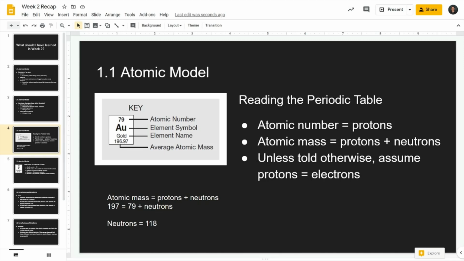Unless we're told otherwise, if I'm reading it from the periodic table, the number of protons and electrons are going to be the same. All our atoms are going to be neutral unless it's specified otherwise. And we'll talk about ions in a second.